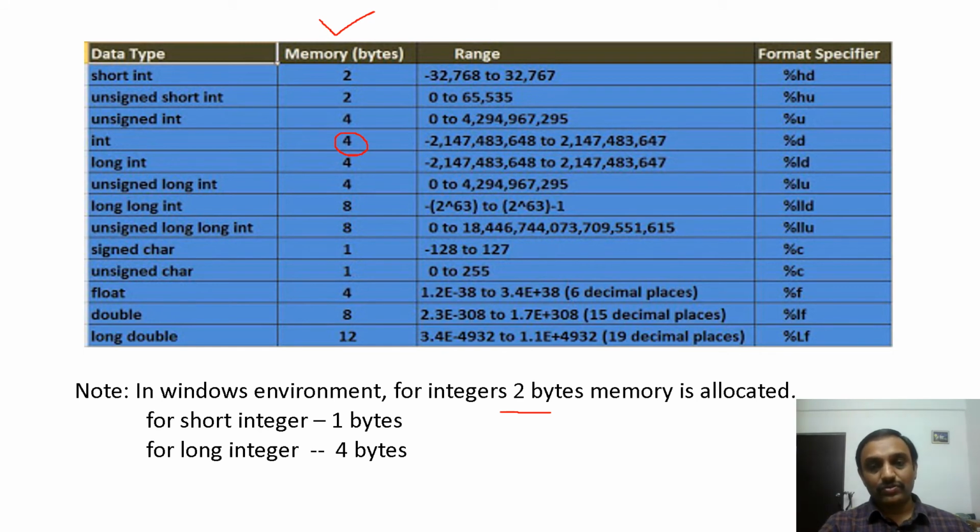If you want to store smaller numbers, we have to go with short int. So depending on your requirement. Then what is unsigned and signed?